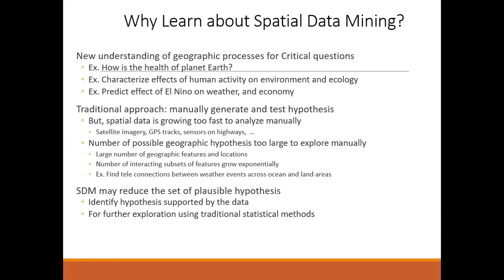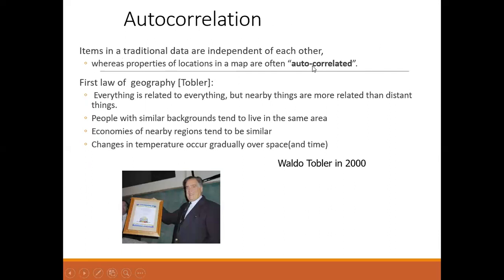For example, a large number of geographical features and locations, and the number of interactive subsets of features grows exponentially, to find the teleconnections between weather events across oceans, across continents, etc. SDM, that is spatial data mining, may reduce the set of plausible hypotheses. It is very useful, and it supports data analysis with a reduced hypothesis set for further exploration using traditional statistical methods.